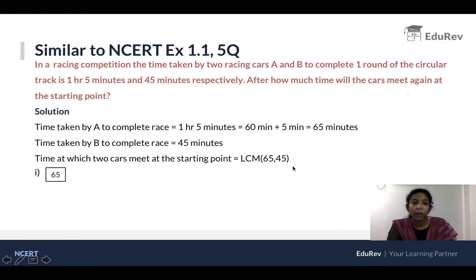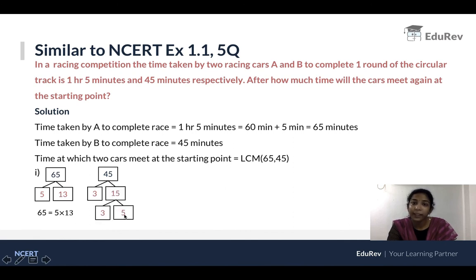Right? What will you do? You'll do the prime factorization for both. 65 I can write as 5 into 13. And I can't factorize it further, so it's 5 into 13 simply. 45 I can write as 3 into 15, and 15 is 3 into 5. That is, 45 is equal to 3 square into 5. The prime factorization of 45.